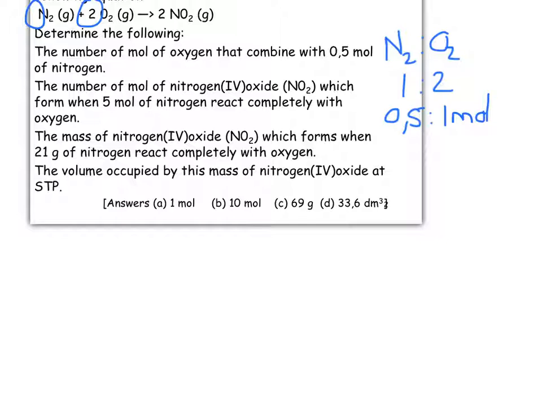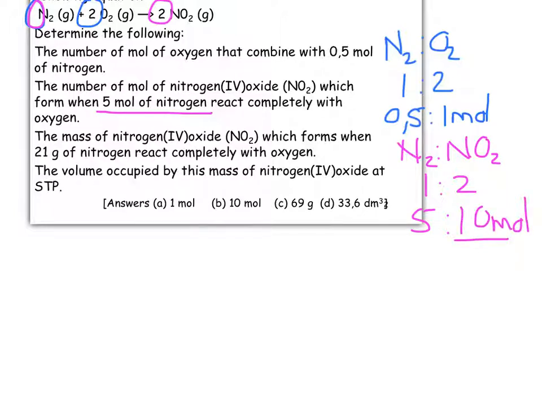Next question, what is the number of moles of nitrogen dioxide which form when 5 moles of nitrogen react completely with oxygen? Again, easy. I've been given the moles already. And I'm only looking for number of moles, so I don't have to look at masses and volumes or anything like that. I'm simply going to say, what is the relationship between nitrogen dioxide and nitrogen? And I have got an invisible 1 and a 2. So it's 1 is to 2. They tell me that I have got 5 moles of nitrogen. What did I do to the number 1 to make it the number 2? I doubled it. So I double this and I get 10 moles. And the answer is 10 moles of nitrogen dioxide.